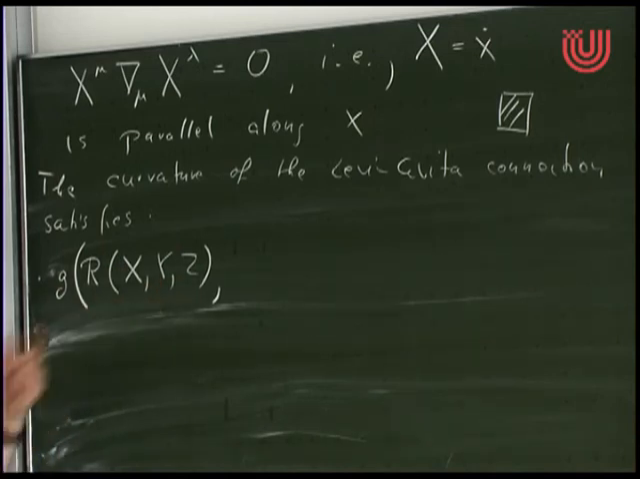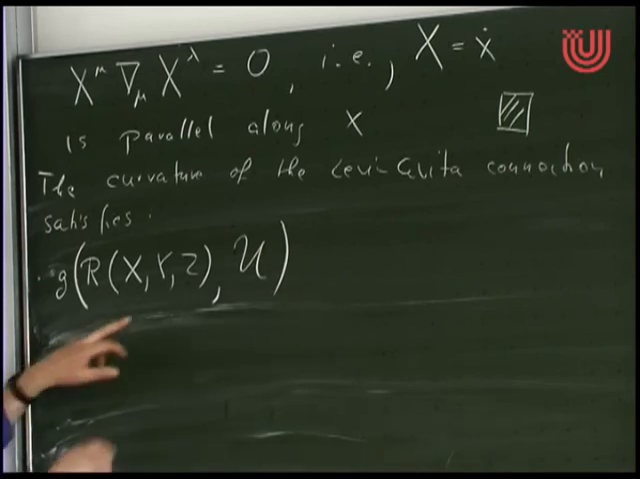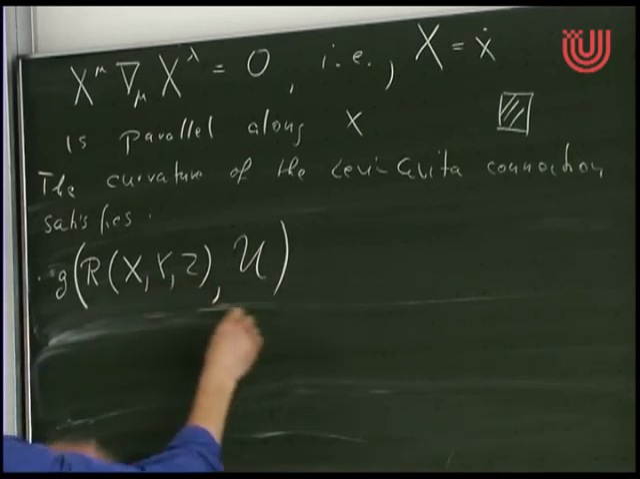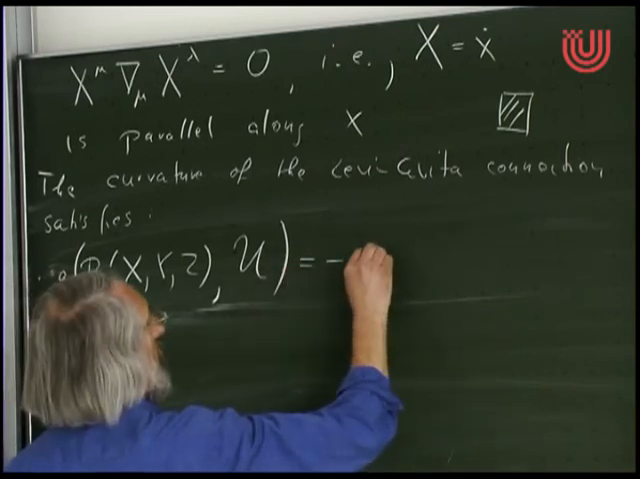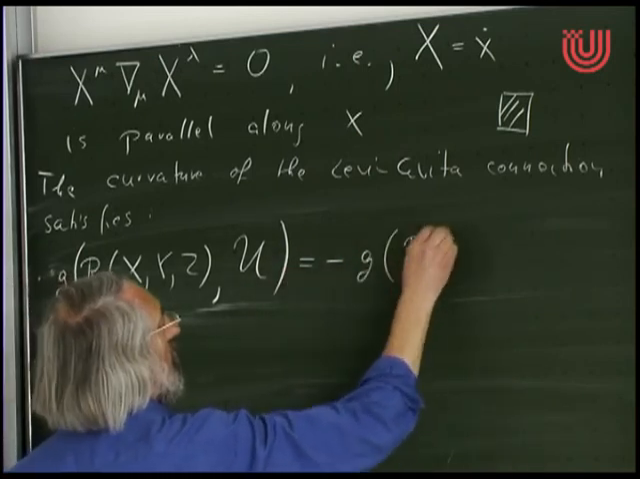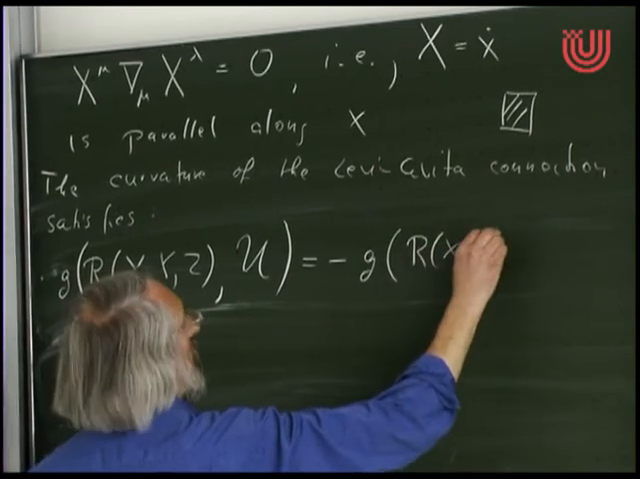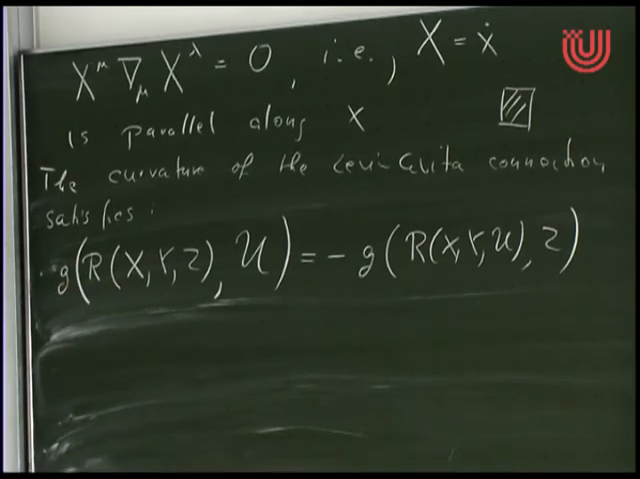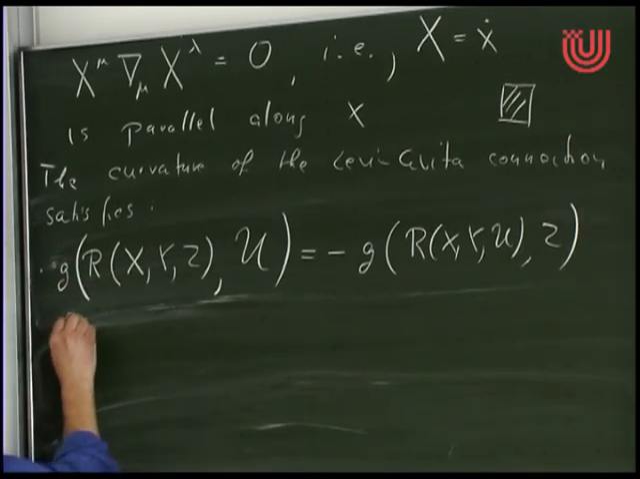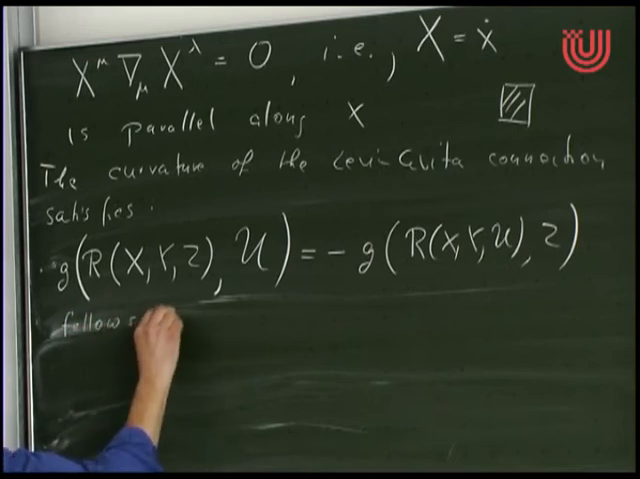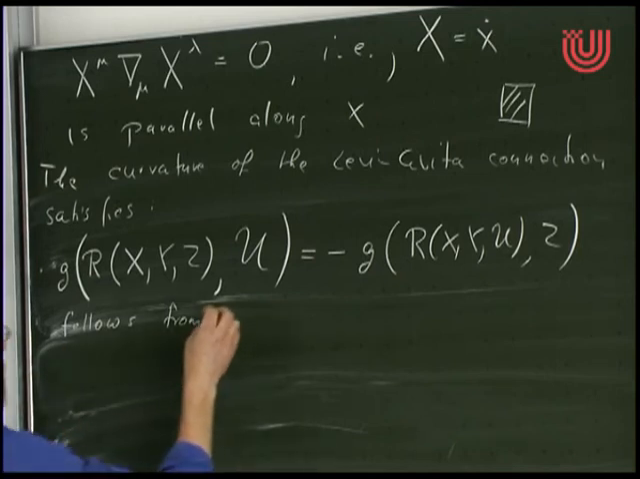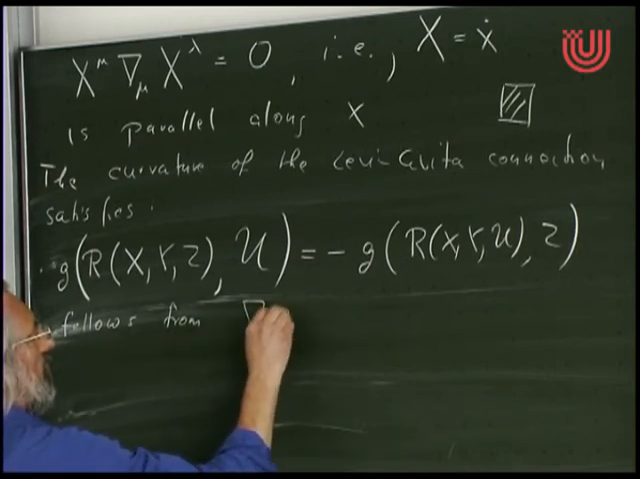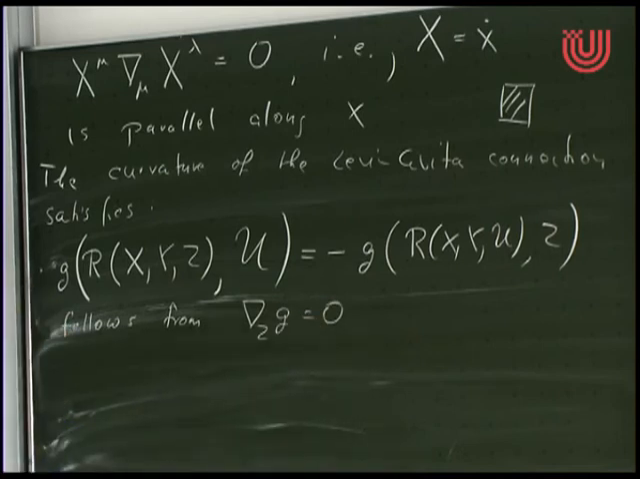And if you fill this into the first slot and an arbitrary vector field u in the second slot, then the claim is that you can interchange these two things and you get a minus sign. So that's the same as minus g(R(x, y)u, z). What you have to use in order to prove this, it's not quite a short calculation, so you need a few lines, follows from this expression, from this metricity condition.